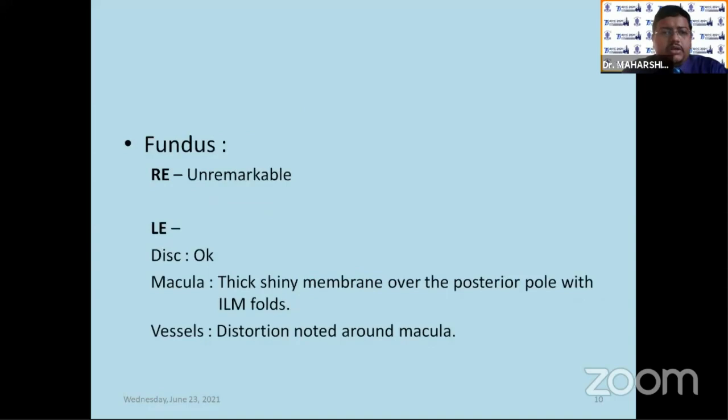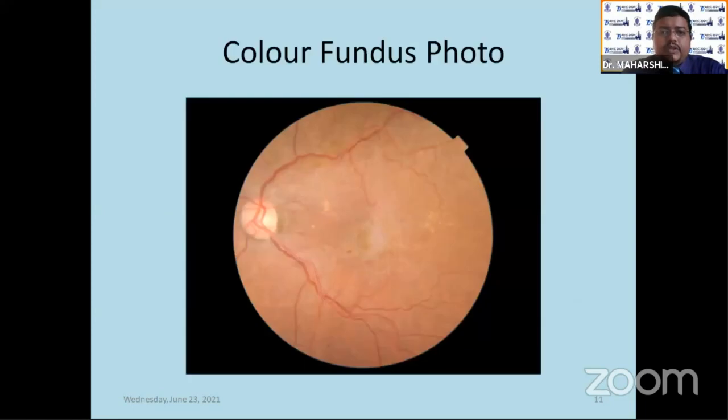Anterior segment was unremarkable. Fundus, right eye, was absolutely fine. In the left eye, the disc looked fine. She had a thick, shiny membrane over the posterior pole in the macula in this case. And we could also appreciate the ILM folds, and there was some distortion noted around the macular vessels also. Here I'll show you the color fundus image. Here we can appreciate a shiny membrane, and some ILM folds can be noted.